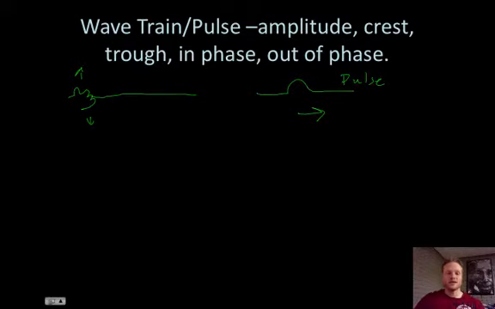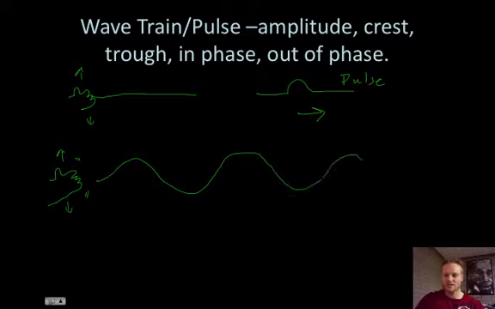Now, let's say I were to do that same thing. Let's say I were to take my hand and continually move it up and down over and over again. What would happen to the rope? Well, the rope would start to do something like this, where it would make what's called a wave train. I'll try my best to make this as even as possible, but my drawing abilities are not that great. So this is called a wave train. A pulse is just one, and a wave train is multiple pulses really.